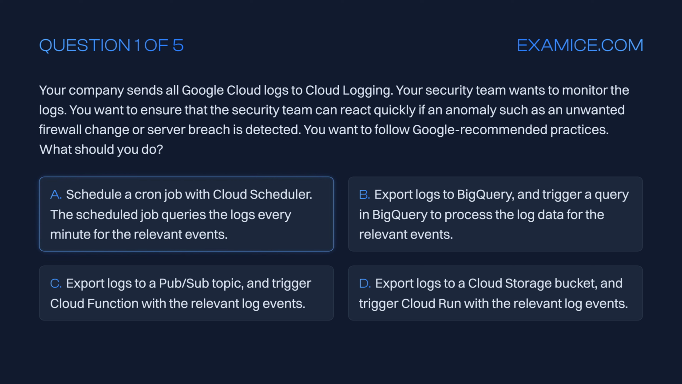Option A. Schedule a cron job with Cloud Scheduler. The scheduled job queries the logs every minute for the relevant events. Option B. Export logs to BigQuery and trigger a query in BigQuery to process the log data for the relevant events. Option C. Export logs to a Pub/Sub topic and trigger Cloud Function with the relevant log events. Option D. Export logs to a Cloud Storage bucket and trigger Cloud Run with the relevant log events.